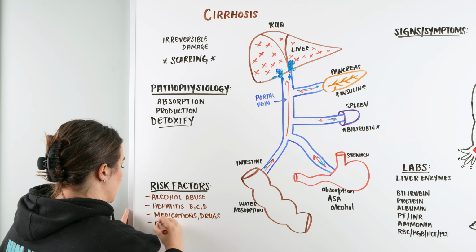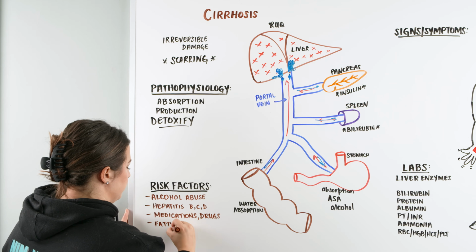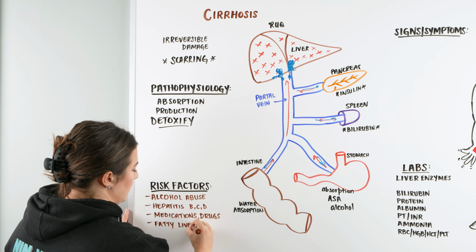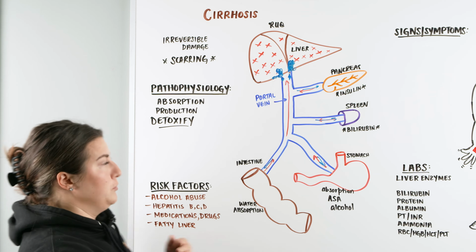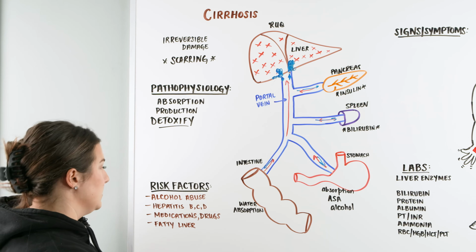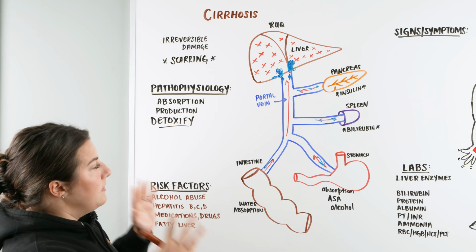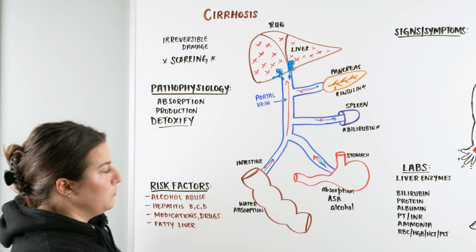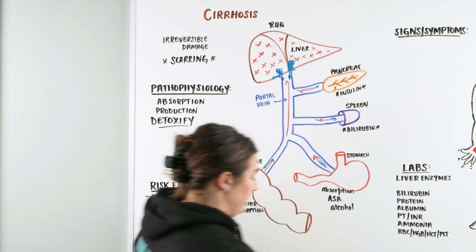And another one that's really common is a fatty liver. Over time, the fatty cells accumulate within the liver, and it impedes the function of our liver. And then we start having chronic problems with our liver and with other organs.